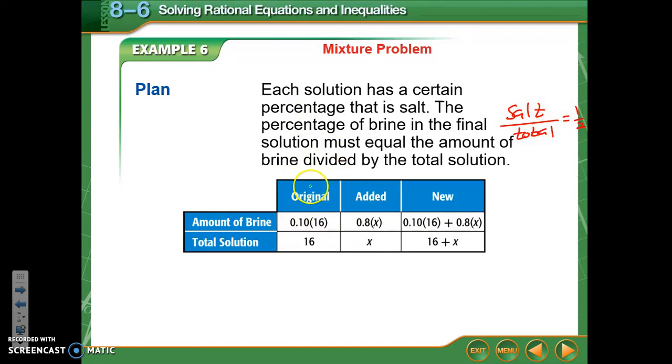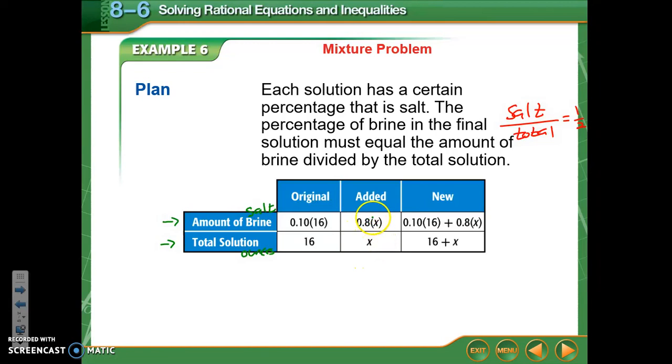So the original thing that I know is I have 10% salt in 16 ounces of my total solution, right? So notice this first row here is the amount of brine. Remember again, brine means the amount of salt. So 10% of my 16 ounces is salt. The total amount of solution in ounces is 16 here. I don't know how much of my new solution I'm going to have, right? That's what I need to know. How much do I need to add?